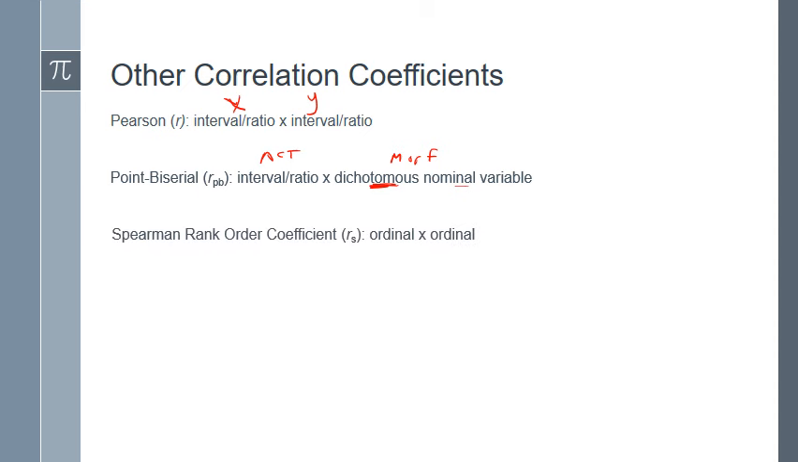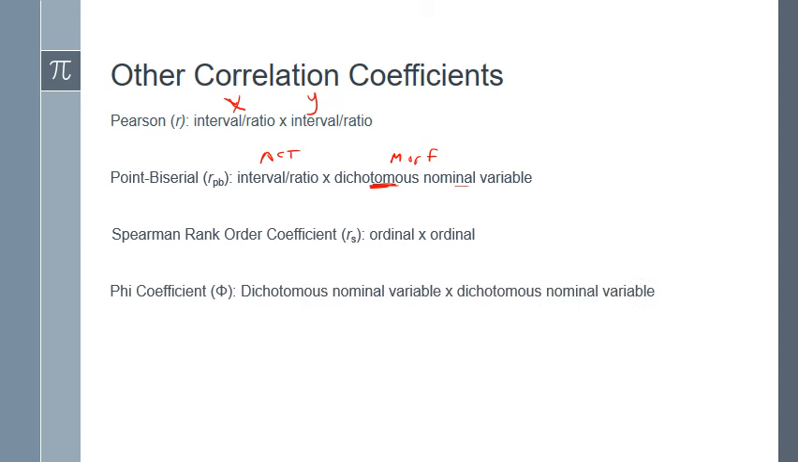Then there's the Spearman rank order coefficient, and that's when you have two ordinal variables. So remember, ordinals are rankings of some kind. In that case, you would use the Spearman rank order coefficient. And then you have the phi coefficient, okay? This is when you have two dichotomous nominal variables paired up against each other. So like you might do male, female, Sanders and Clinton.